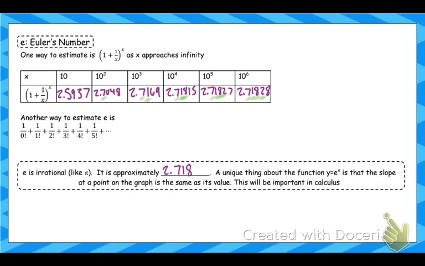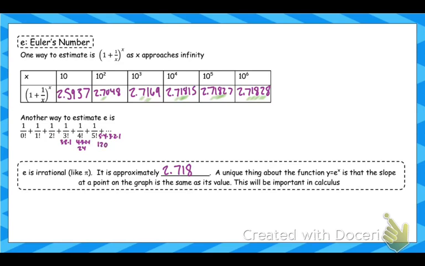All right. Another way you can estimate E is using this factorial formula. If you haven't seen factorials before, that's okay. I'm going to briefly talk about what they are. Basically, a factorial means you take that number and you multiply it by every integer smaller than that number. So 2 factorial is 2 times 1. 3 factorial is 3 times 2 times 1. 4 factorial would be 4 times 3 times 2 times 1, so that would be 24.